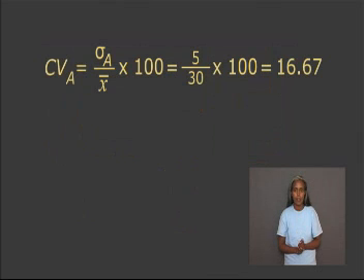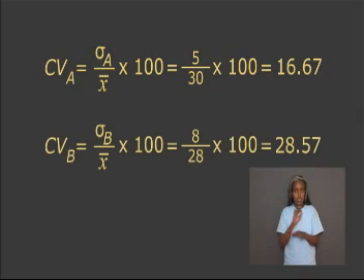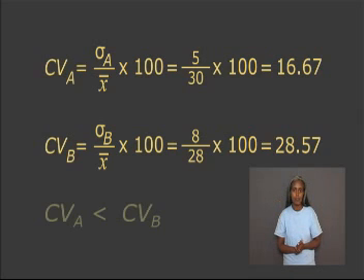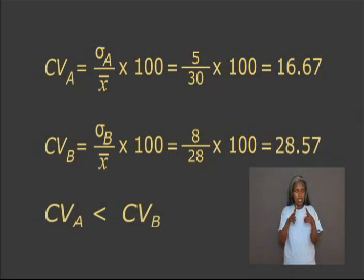For Factory A, the coefficient of variation is 16.67. For Factory B, the coefficient of variation is 28.57. We can see that the workers of Factory A were much more consistent in their performance than the workers in Factory B.